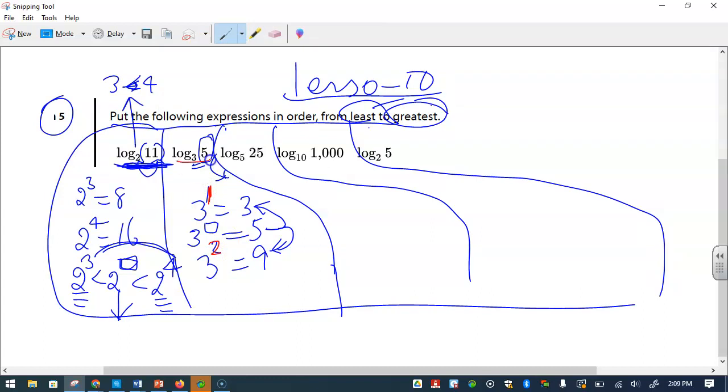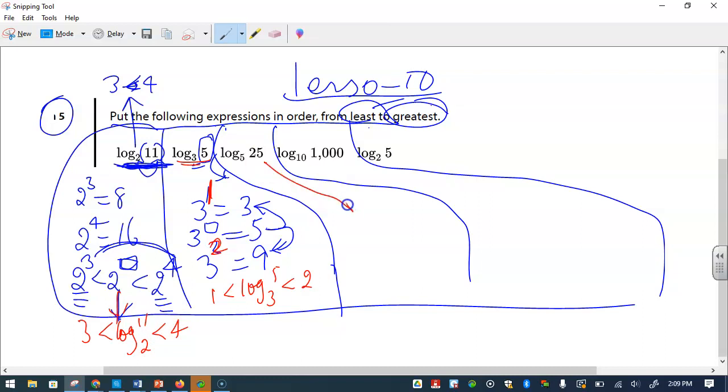So this log will be between 1 and 2, so I'll just write 1 less than logarithm of 5 to the base 3, and less than 2. So this is the 1 and that's the 2. And I think I forgot here, this is between 3 and 4, the logarithm of 11 to the base 2. Let's do the next one.